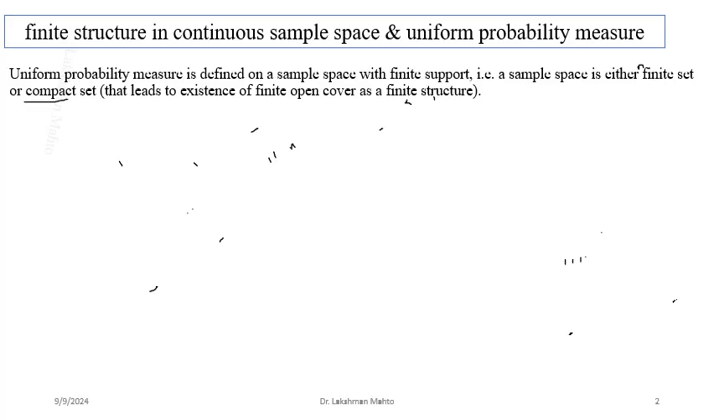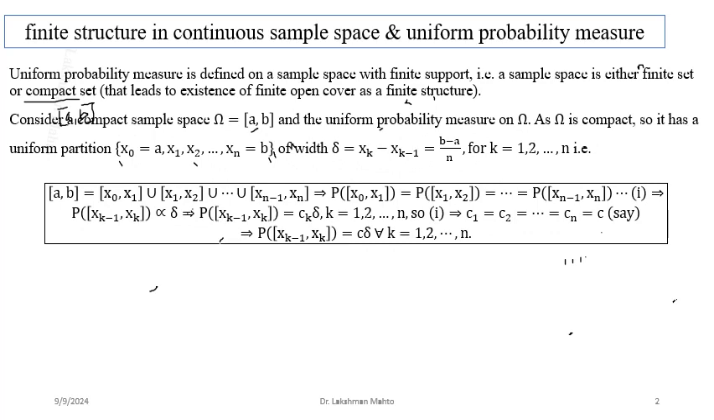Just call it a closed interval, [a, b] kind of thing. Later you will understand what the meaning of compact is. There are various ways of defining it. Right now, call it a compact set, a closed interval, not more than that. So, if you have a closed interval, you always come up with a finite structure. One example of a sample space we have taken here is the closed interval [a, b].